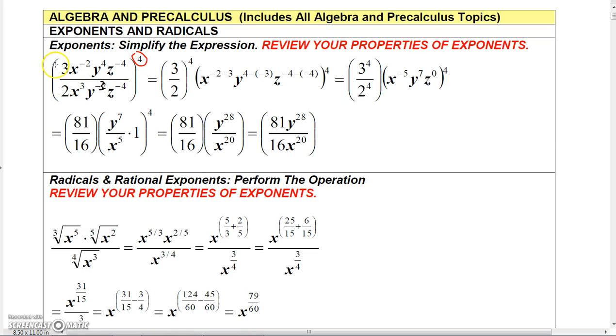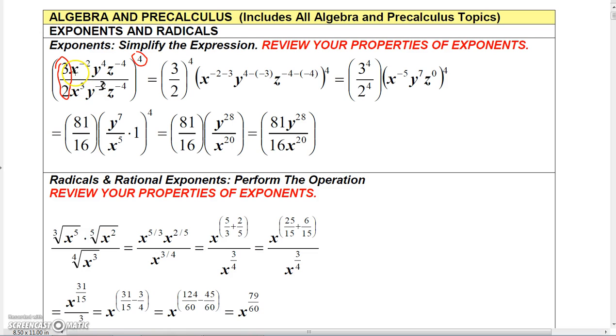So what I'm going to do is take the fractional portion and raise it to the fourth power. Notice I did that here, and then everything else I'm going to separate, and I'm going to raise everything else to the fourth power. But here I'm going to use my properties of exponents and rewrite x to the negative 2 divided by x to the third power.